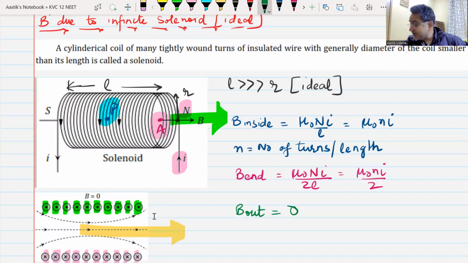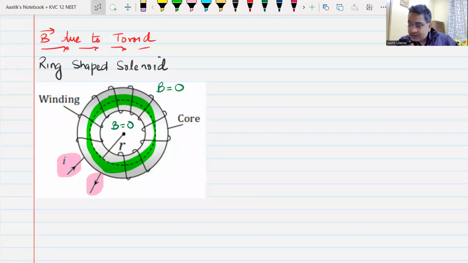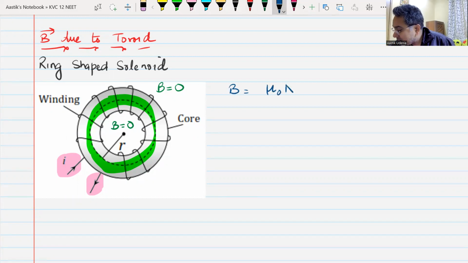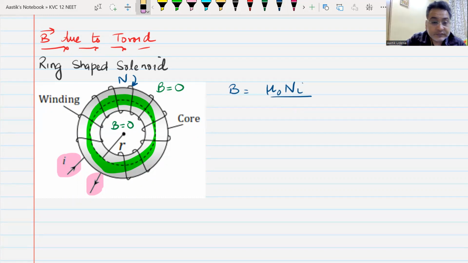Same concept has been applied here. Outside the solenoid, which now becomes a ring-shaped toroid, magnetic field is 0. You can only find the magnetic field at a point on the axis, which is at a distance r. And the value is mu naught N I by 2 pi r, where N is the total number of turns.